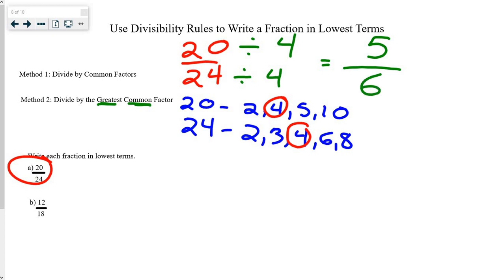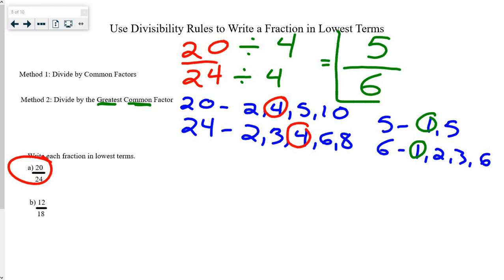Now we go through again, 5 and 6. Well, we know that 5 is a prime number, so we can't divide it by anything besides itself. 5 is 1 and 5. 6 is 1, 2, 3, and 6. So none of those numbers match except for 1, and we're not going to divide by 1 because it equals the same thing. So the lowest terms of 20 over 24 is 5 over 6.